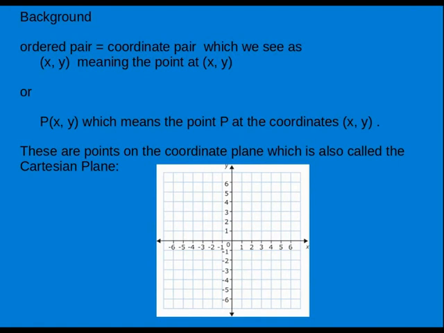The first thing is an ordered pair, which also means a coordinate pair. Usually we see this as x comma y inside parentheses, meaning the point x, y, or sometimes it's labeled with a letter like P(x, y), meaning the point P, which is at those coordinates x, y. All of these are points on the coordinate plane, which is also sometimes called the Cartesian plane, with the x and y axes.